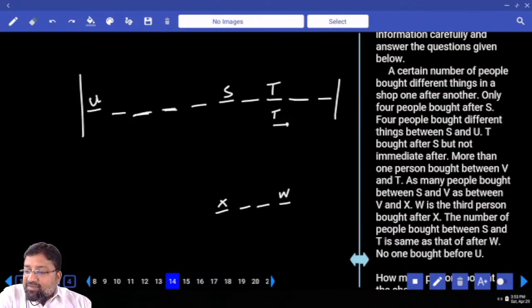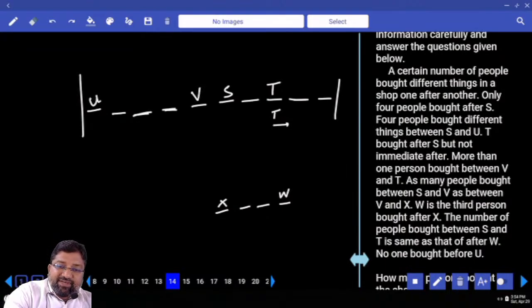Come on, more than 1 person between T and V. As many between S and V as between S and X. If I fix V here, this has to be X. Which person should X be? Third person. Who should be there? W. But there is a problem.